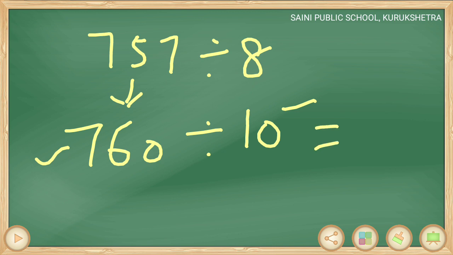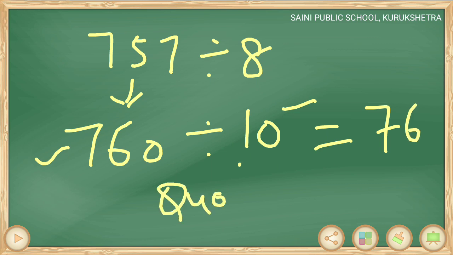Now we will divide the numbers. We will get 760, so the quotient will be 760.